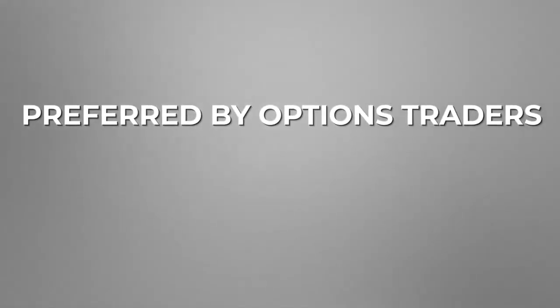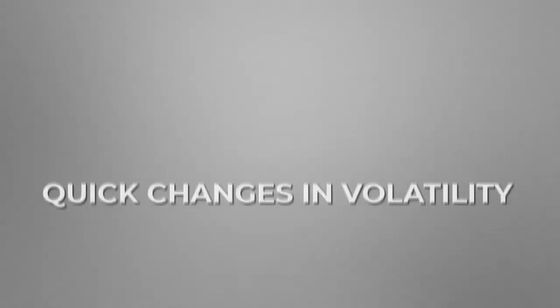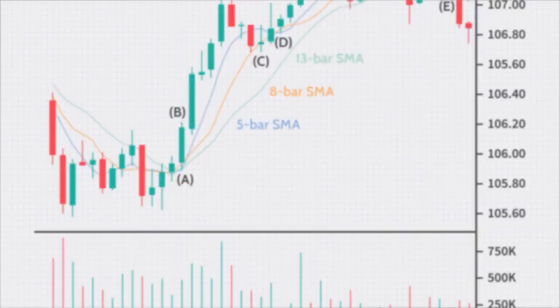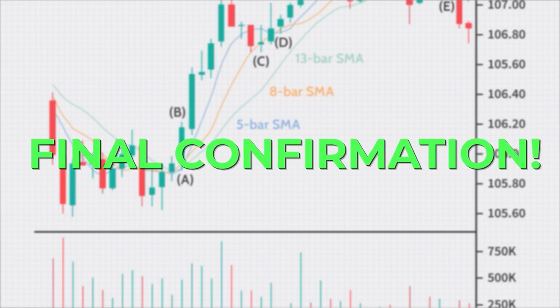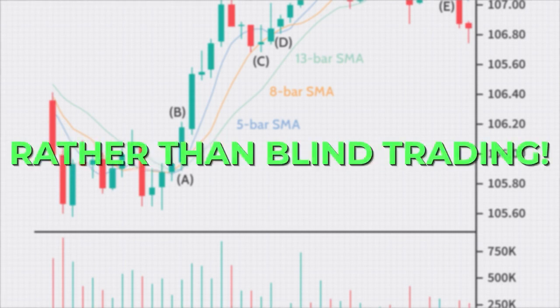Many options traders also prefer to use the exponential moving averages due to the quick changes in volatility for options trading. As always, we should use indicators like the exponential moving average as a final confirmation for what we're already seeing, rather than blindly trading based on the indicator itself.